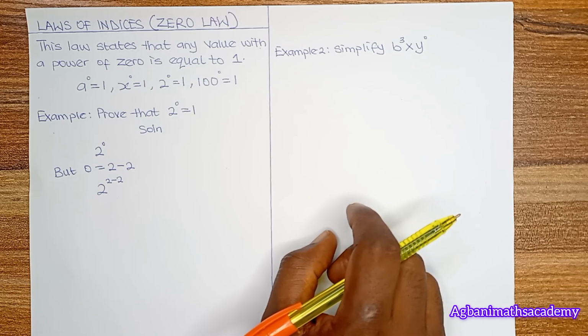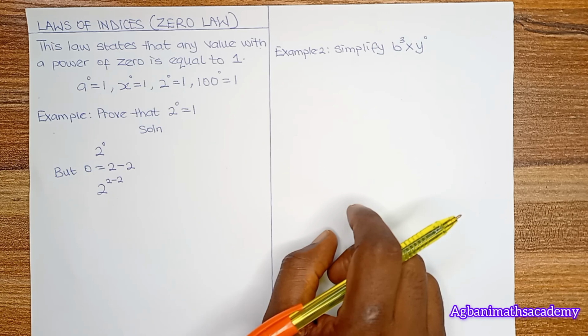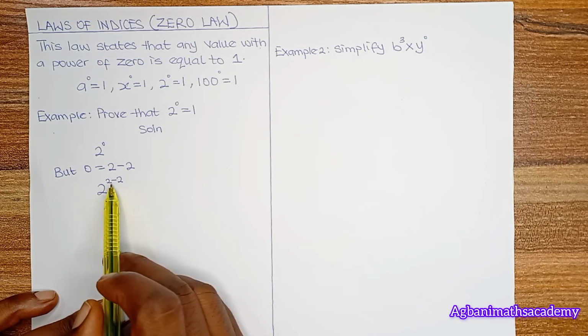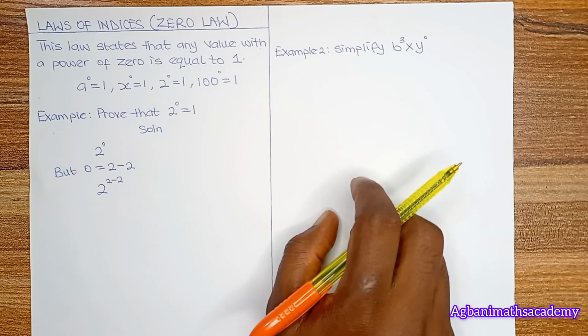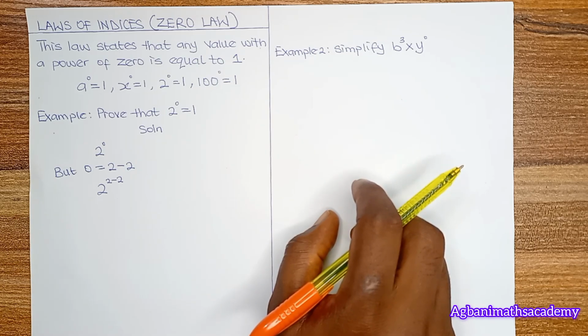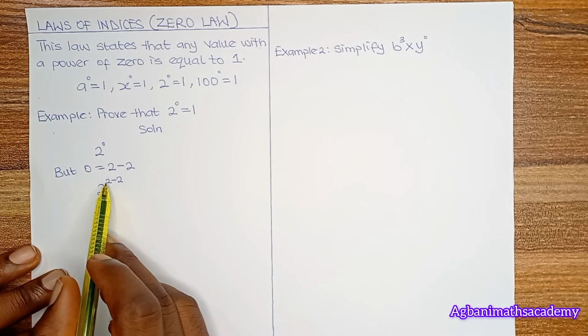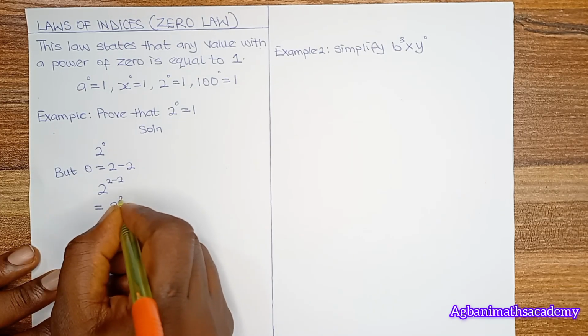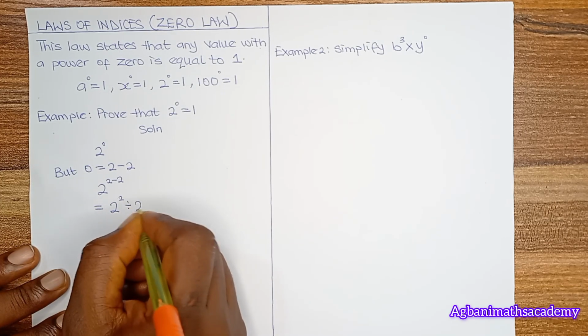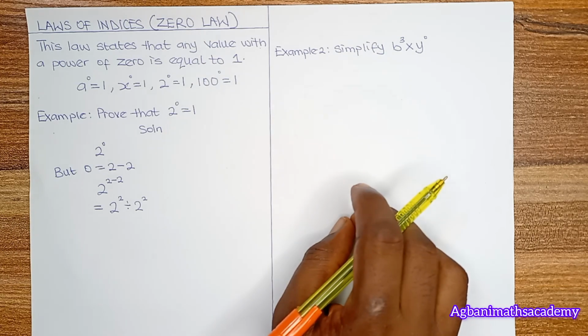But from our previous law of indices that we've learned, which is the law of subtraction, remember we are subtracting two powers here, 2 minus 2. The law of subtraction states that whenever you have two indices with the same base, dividing each other, you subtract the powers. So 2 to the power of 2 minus 2 can also be written as 2 to the power of 2 divided by 2 to the power of 2. Do you agree?